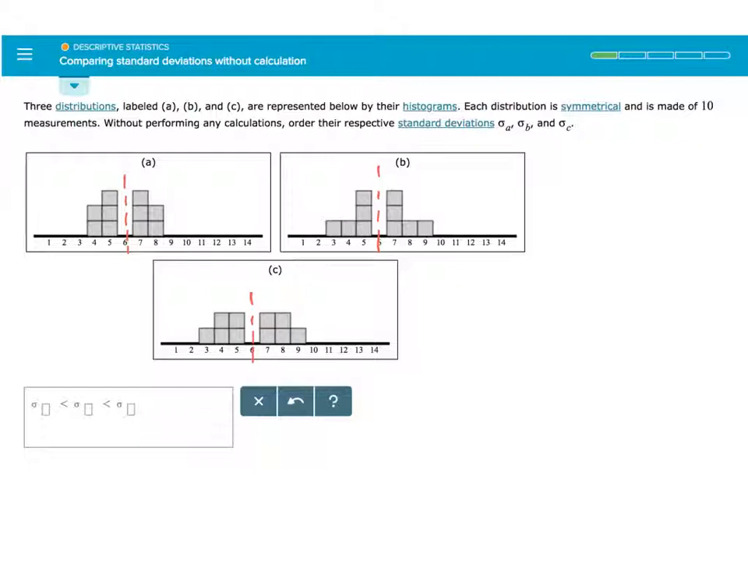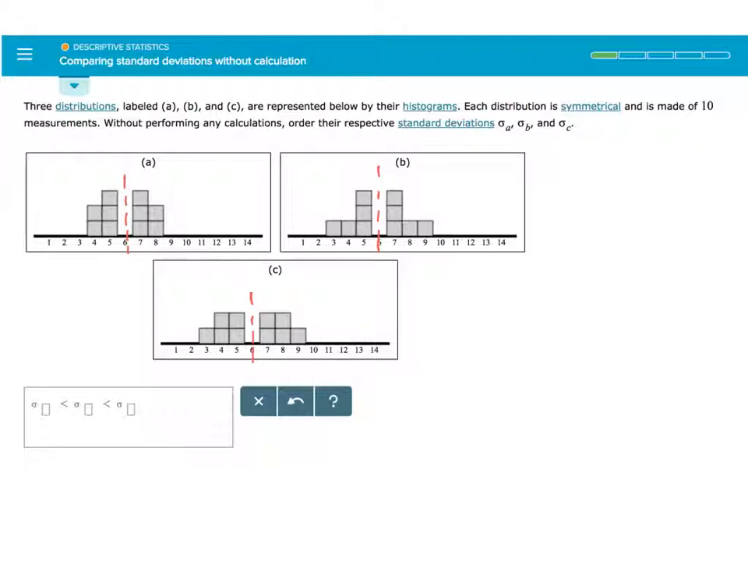So when you look at these three histograms, I hope you agree that histogram A shows me data that is tightly close to the mean of 6. So this data set seems to have the smallest standard deviation.